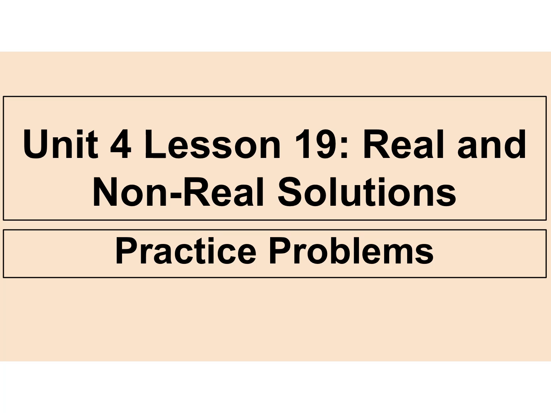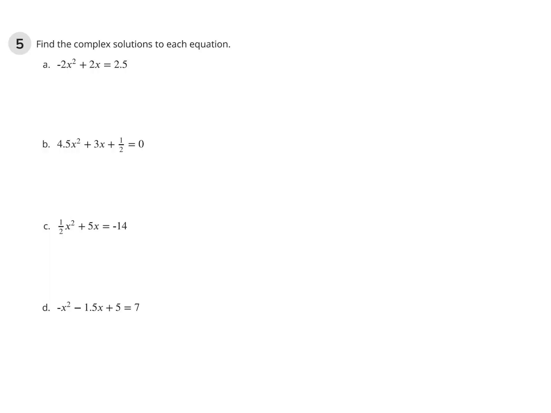Okay. Welcome to Unit 4, Lesson 19, Real and Non-Real Solutions Practice Problems. Okay, find a complex solution. So we're just going to go right into the quadratic formula. Negative b, negative of 2, plus or minus the square root of b squared, which is 2 squared, minus 4 times a, which is negative 2, times c, which is negative 2.5.